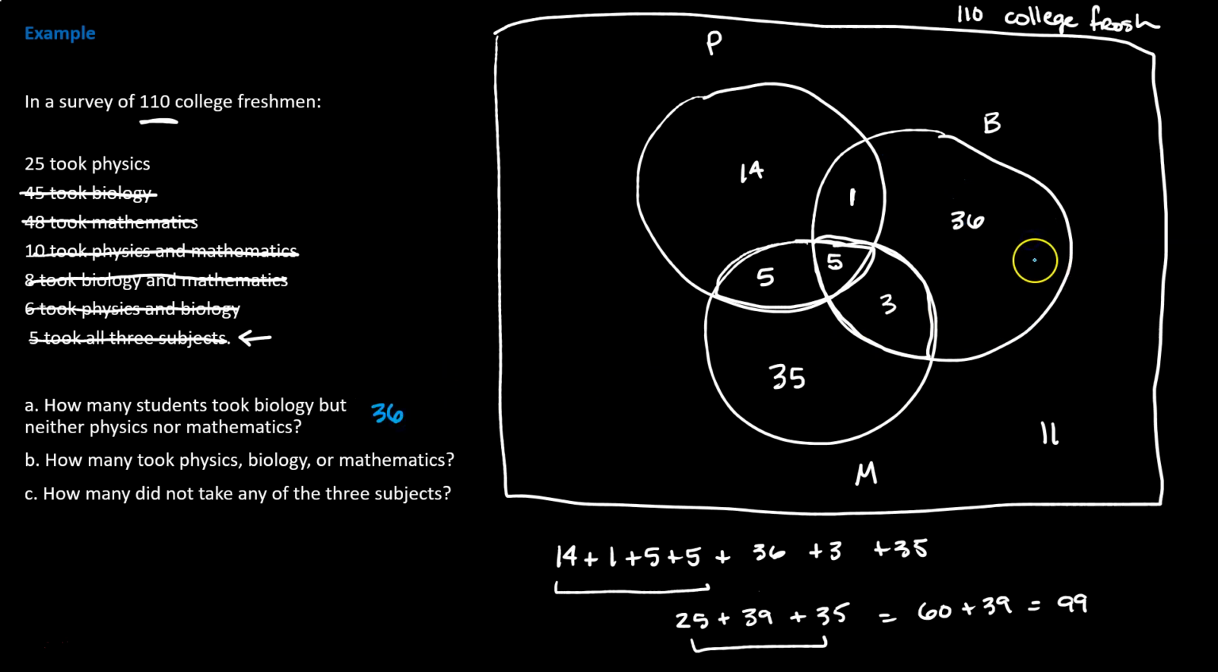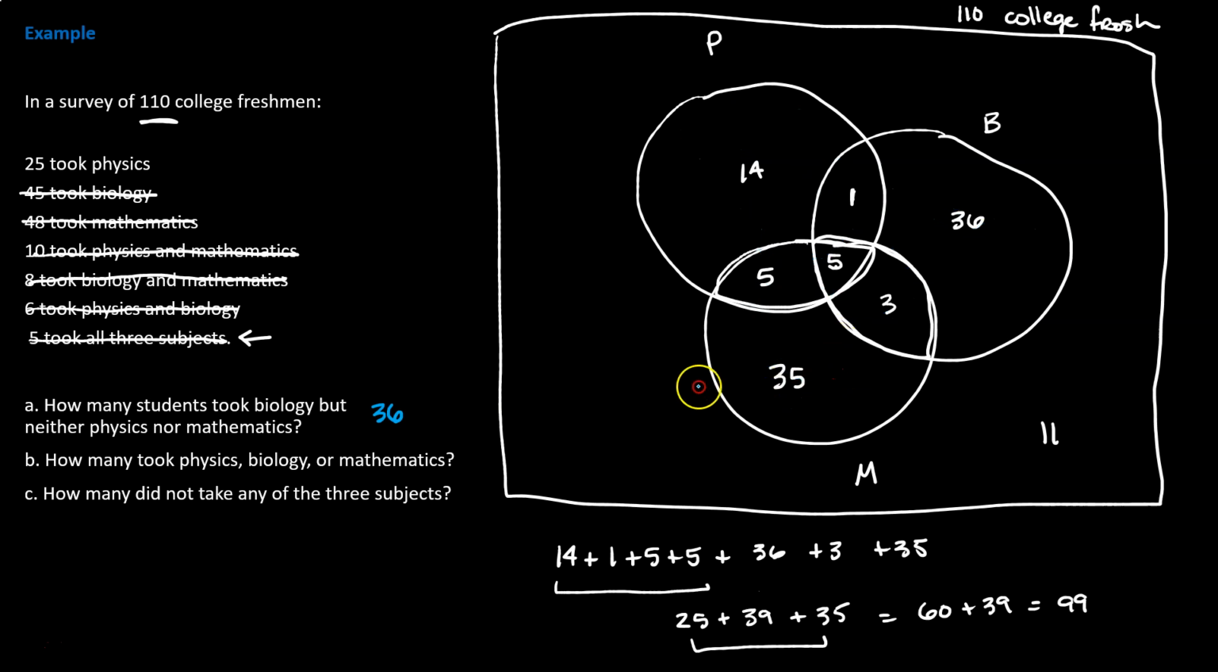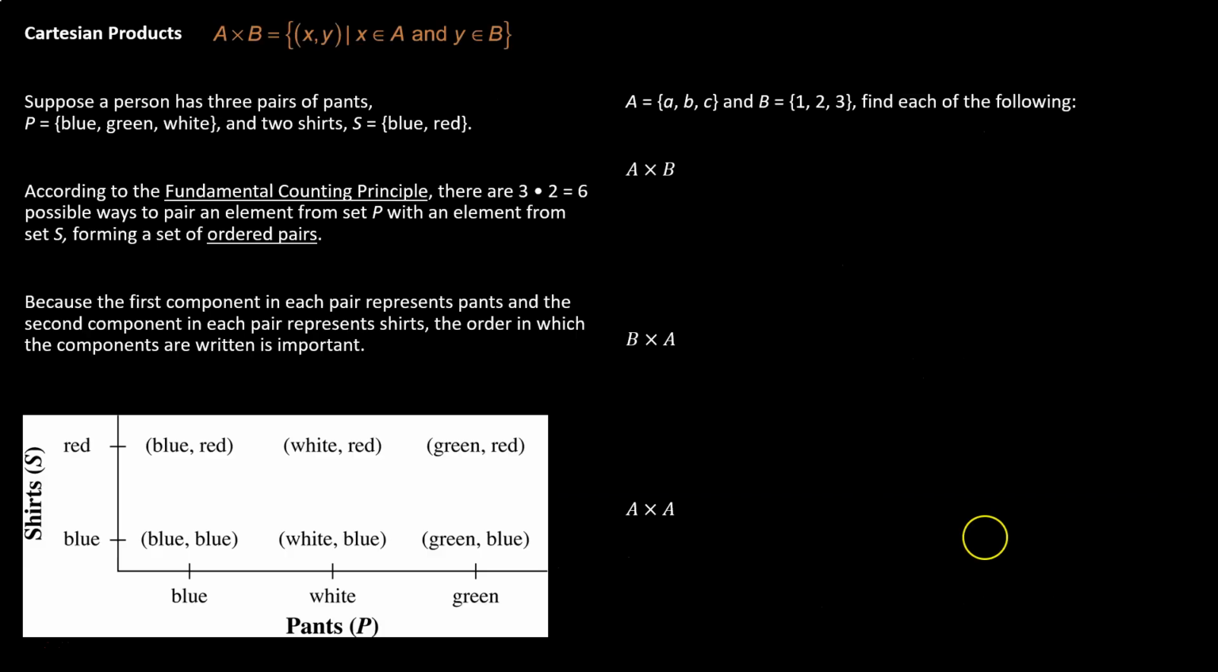And then we might ask, how many took physics, biology, or mathematics? Now that is the union of physics, biology, or mathematics. So that includes all of these numbers. We just added those up actually and found that that was 99. And then one more question here, how many did not take any of these 3 subjects? Well, we found that to be 11.